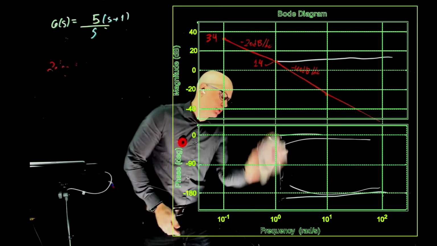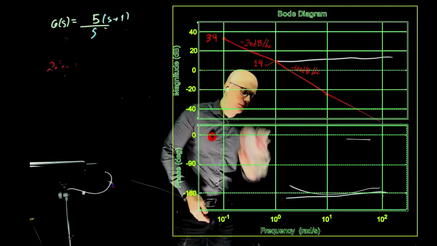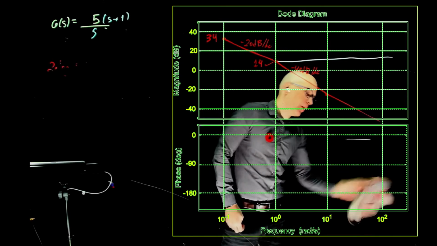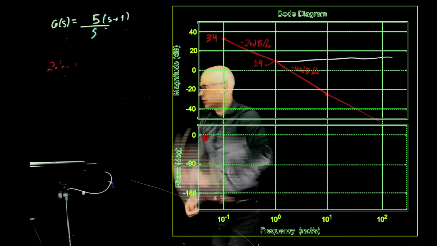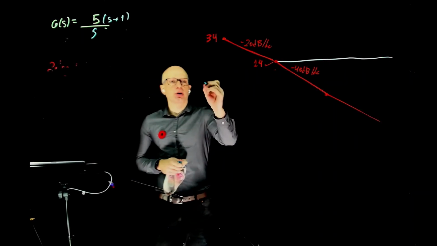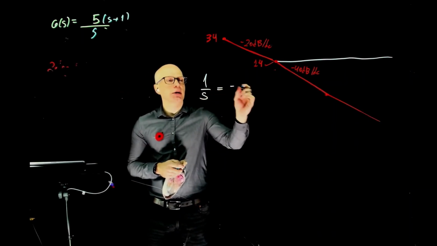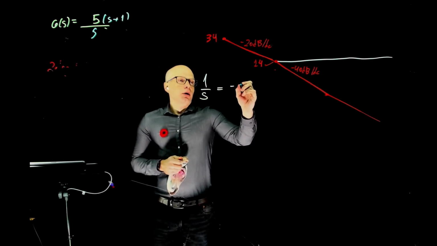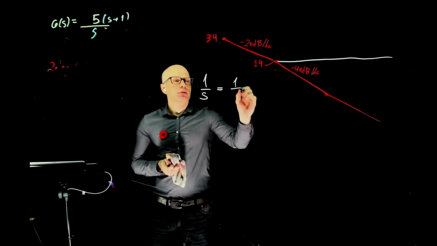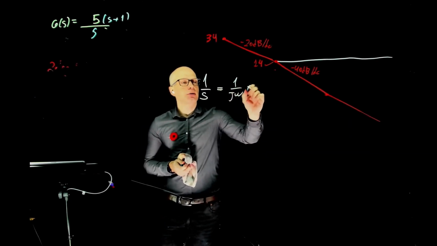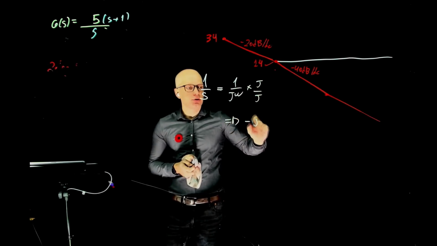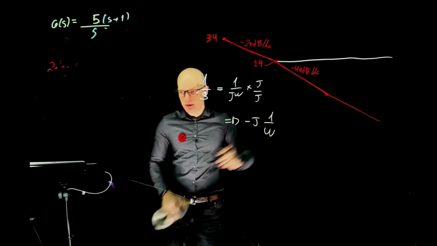Can you explain why we start at -90 again? That's a pole at the origin, and the pole at the origin always has a phase of -90 degrees. So if the pole at the origin is 1/s, which is -1, let me do this step by step. 1/s equals 1/(j omega), multiply this by j. This is the same as -j times 1/omega.